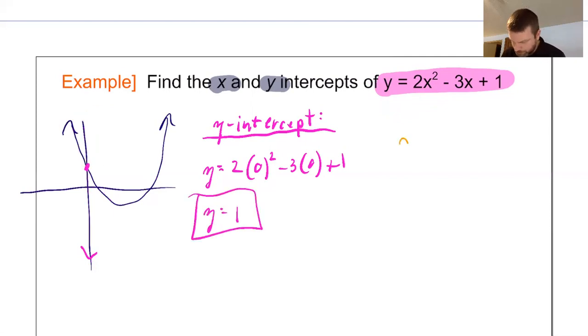To find the x-intercept, same idea, but for the x-intercepts, it looks like there are going to be 2 of them. The x-intercept in this case is going to be some number, comma 0, where 0 is your y value.